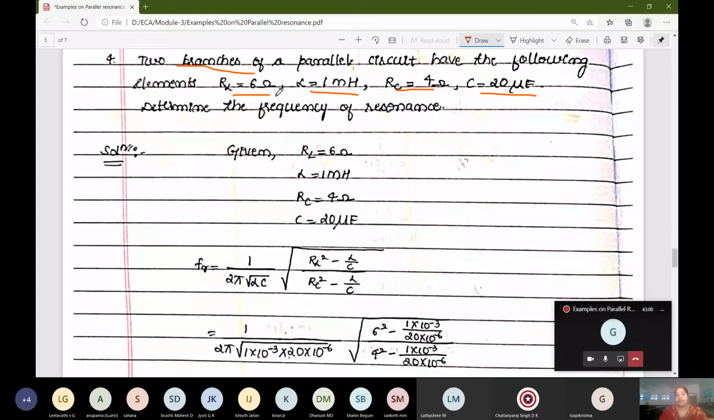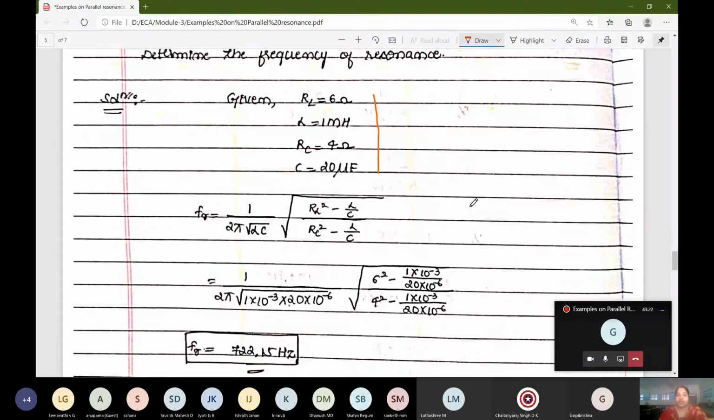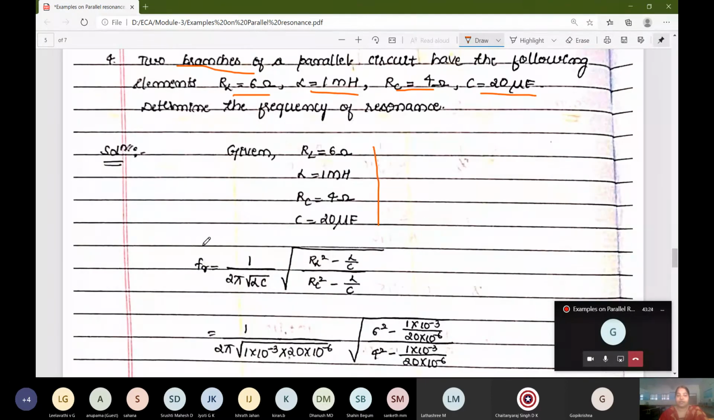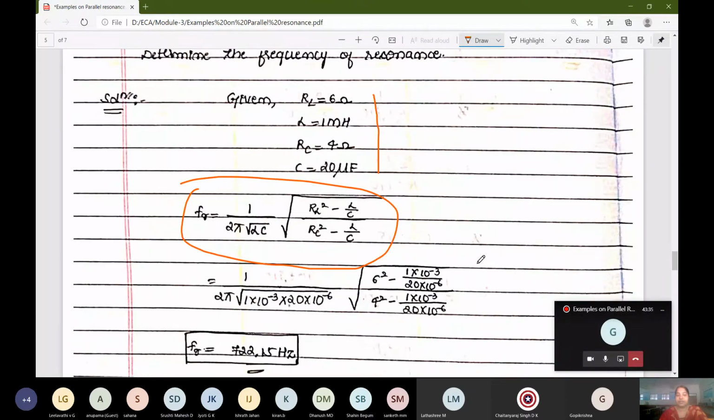See, they have not given any network. Depending upon the elements they have given, you have to decide which network it is. Is it the first derivation or second derivation? Just by seeing that, you will come to know that it is the second case or the second derivation, because the capacitor is also having resistance and the inductor is also having resistance. So just write down the given data. Okay, and we had derived this formula. Frequency formula is FR is equal to 1 by 2 pi root LC, root of (RL square minus L by C) divided by (RC square minus L by C). This is the second case.